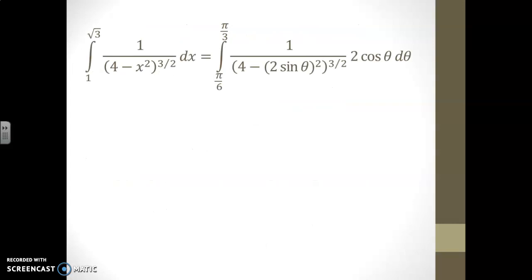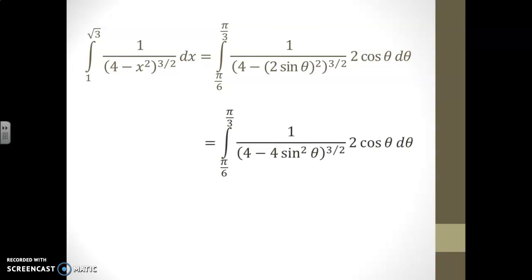Here is what our integral looks like after applying our substitutions and our changes of bounds. If you expand 2 sine theta squared, a common 4 will appear. Factoring the 4 and replacing 1 minus sine squared reveals a cos squared expression in the term that is to the power 3 halves.